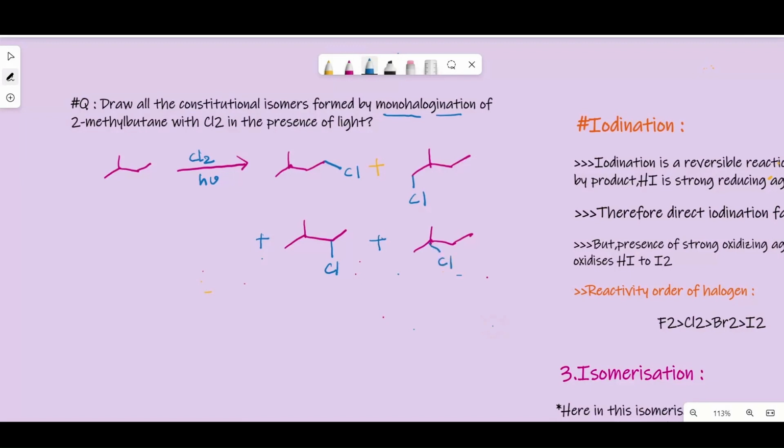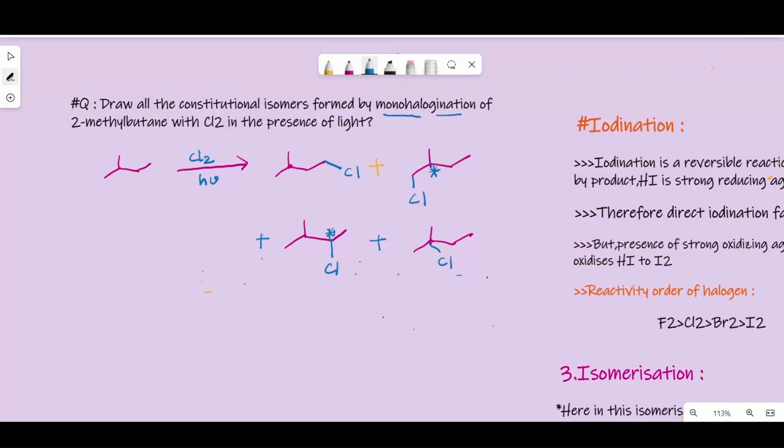Now we have to see where there is any possibility of chiral centers. In this one we don't have any chiral center because this carbon has two same groups, methyl groups, and here this is a chiral carbon. See, this carbon contains 4 different groups: this methyl group, this one, and hydrogen. Here also we have 4 different groups, so it has one chiral carbon. This one doesn't have any chiral carbon.